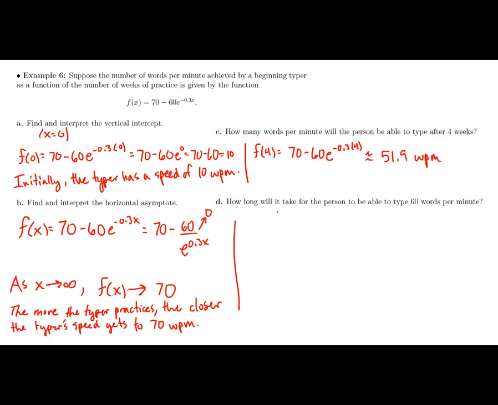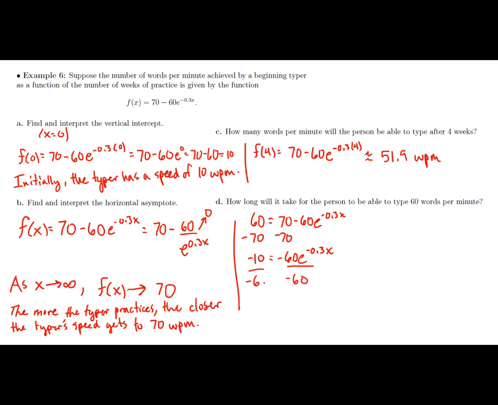And then part D, how long will it take for the person to be able to type 60 words per minute? Okay, so that means we can say, well, I know that I'm shooting for 60 words per minute. So this is going to be 70 minus 60 e to the negative 0.3x. Right, but this looks a lot like the type of equation we just solved in the Newton's law of cooling problem. So we have negative 10 is equal to negative 60 e to the negative 0.3x.